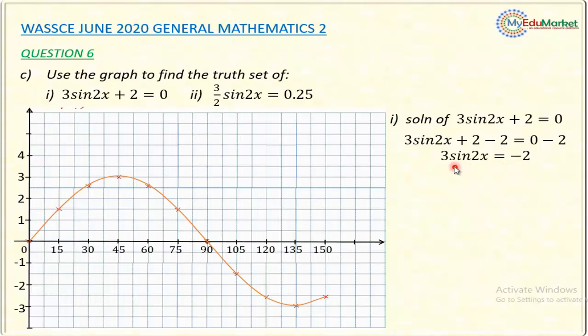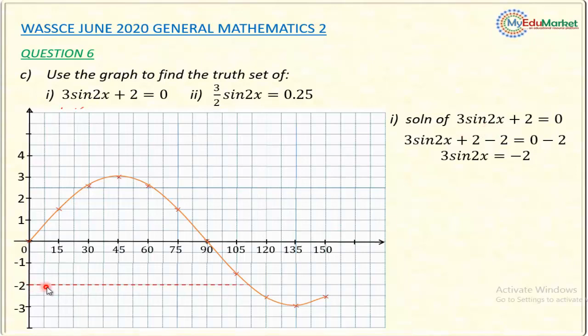So the left hand side is exactly the graph that we have drawn, but instead of equals 0 it is now equals minus 2. So I'm going to locate on the y-axis minus 2. This is minus 2. So I will draw a horizontal line. Immediately it touches my curve, I will go up. So the value there on the x-axis will now give me the truth set or the solution of this. So this is the line.